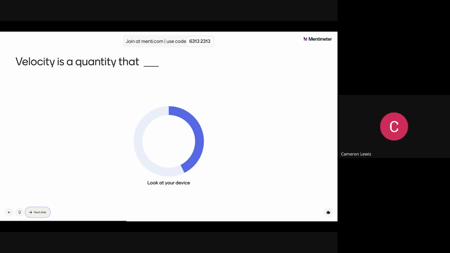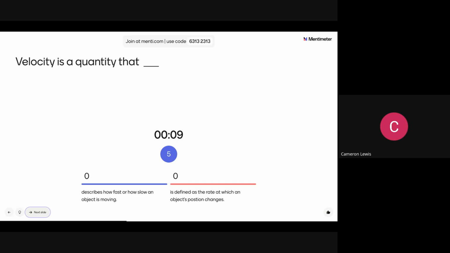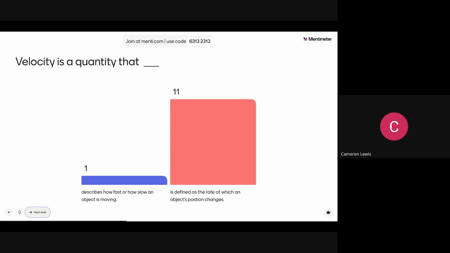So velocity: is it a quantity that describes how fast or slow an object is moving, or is defined as the rate at which an object's position is changing? Almost 100%. It is defined as the rate at which the object's position changes. So now we're starting to look at the rates, position over time.